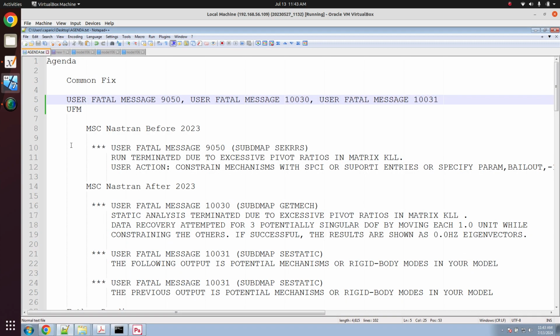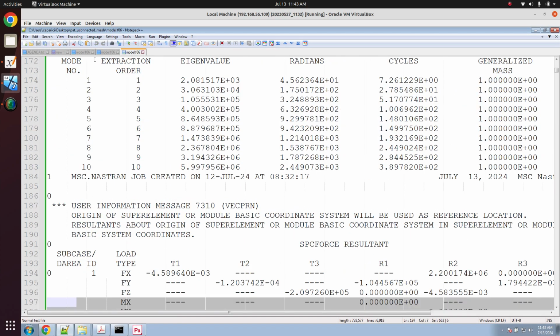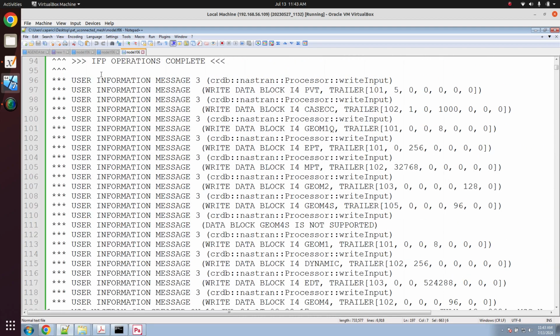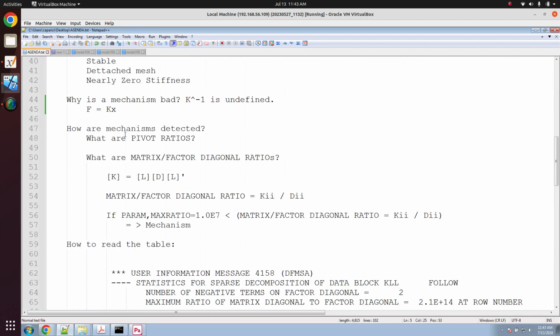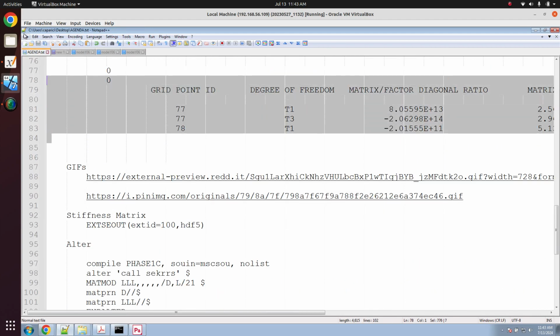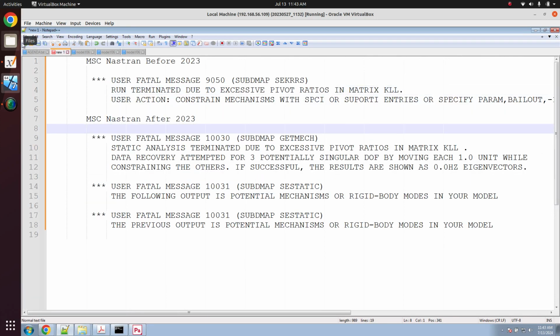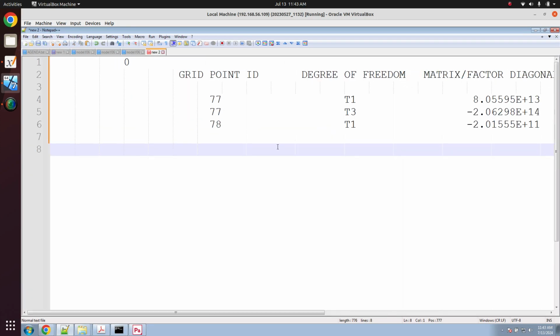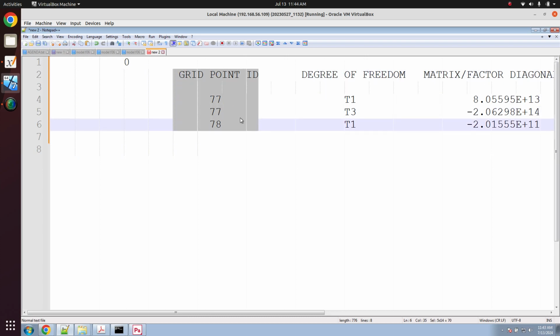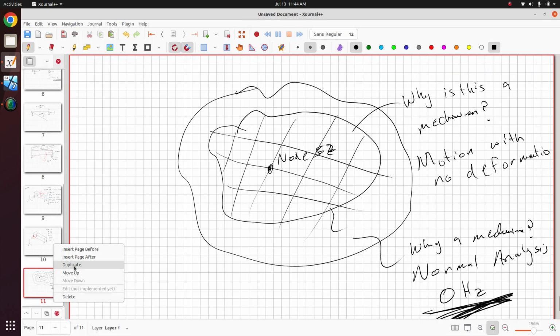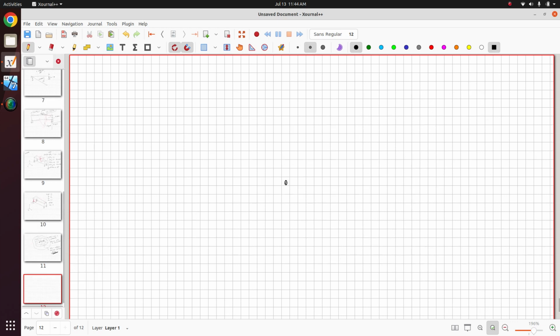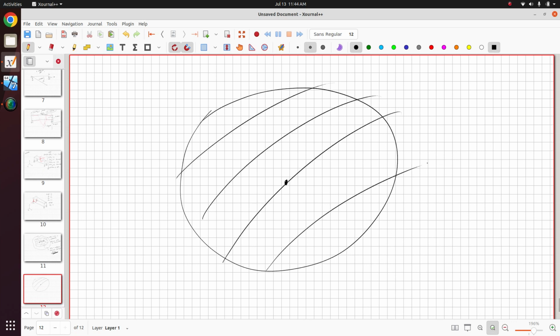So again, when you see this table, and I don't think I have it anymore. Let's see if I can find it here. Right, so here's that table we had a moment ago. When you look at this table, first look at the node IDs. And then when you're looking at those nodes, don't look at just the node. Look at the surrounding mesh. And then ask yourself, why is this region a mechanism?